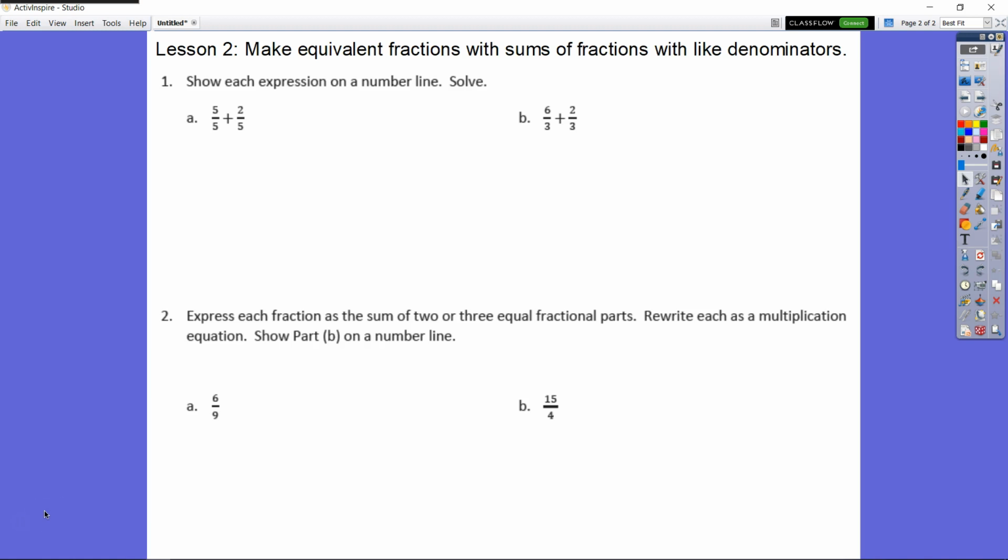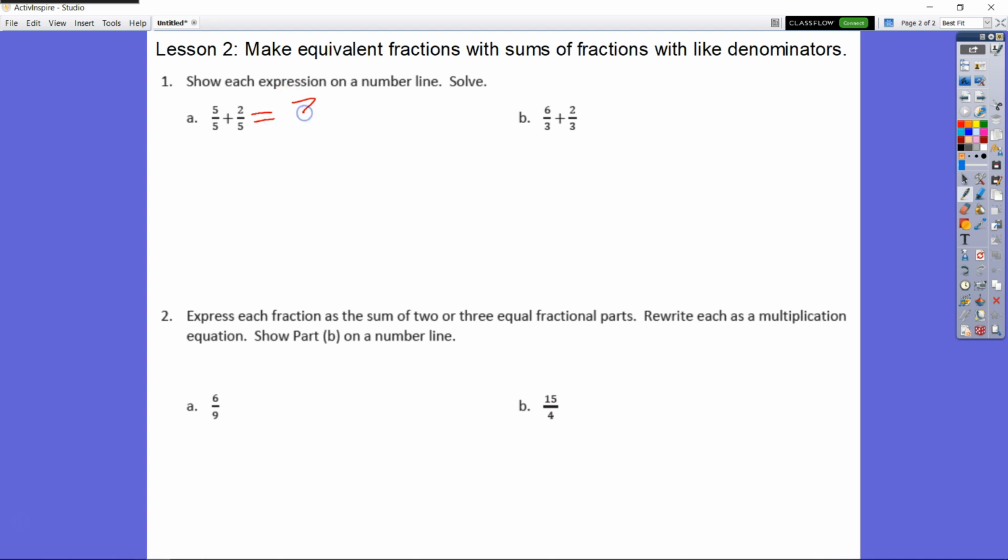Lesson 2, we are going to make equivalent fractions with sums of fractions with like denominators. So let's take a look here. Number 1 asks us to show each expression on a number line, and then we're going to solve. So let's go ahead and solve it first, so that way we can see what we need to do with our number line.